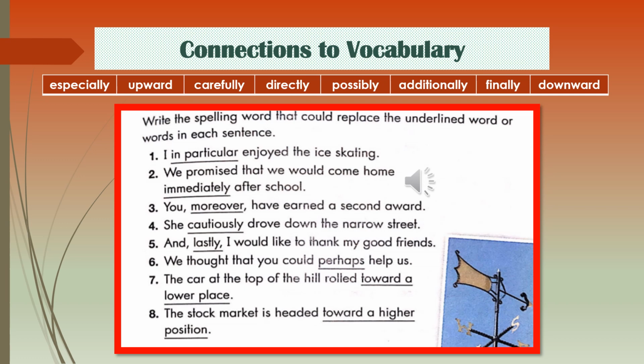Number 8, the stock market is headed toward a higher position. So if you cross out the words that you already used, there's going to be one word that is left. And that word is going to be outward. And that is going to be the answer for number 8. So write the words after the period. Okay? And there you have your first homework. The second part of your homework is on page number 6.